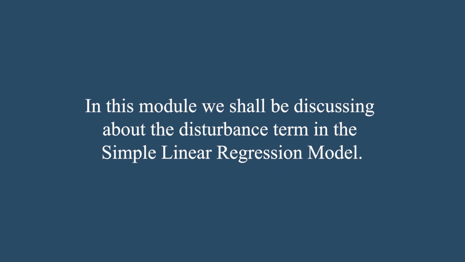In this module, we shall be discussing the disturbance term in the simple linear regression model. We all know that there is an error term which affects the dependent variable. So whenever we do the testing of hypothesis of any of the parameters, whether it's alpha or beta, we also have to consider the presence of this random term, or the error term, or the disturbance term, which is considered to be epsilon.